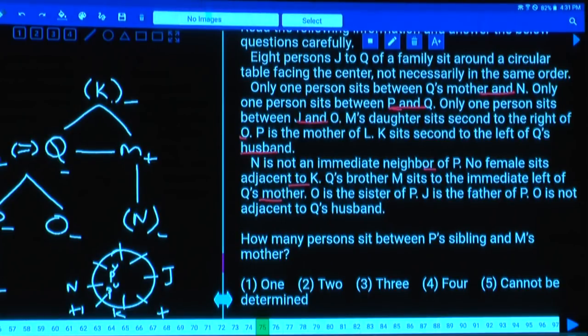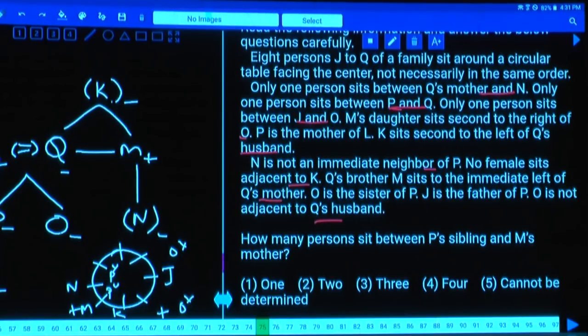M is here. And O is the sister of P. J is the father of P. O is not adjacent to Q's husband. As O is not adjacent to Q's husband, O cannot be in these 2 places. As O cannot be in these 2 places, let's come back to this one.